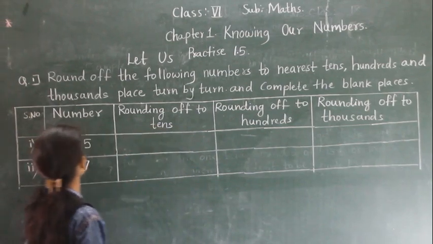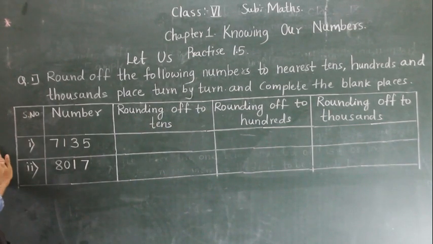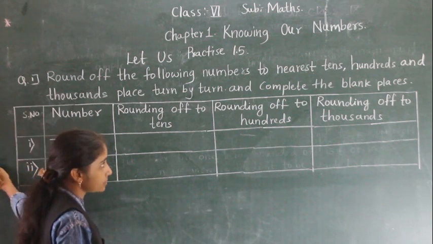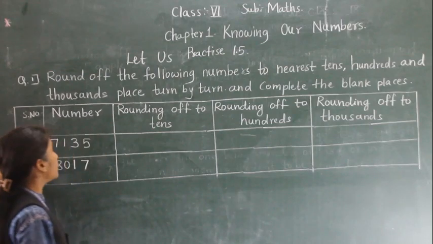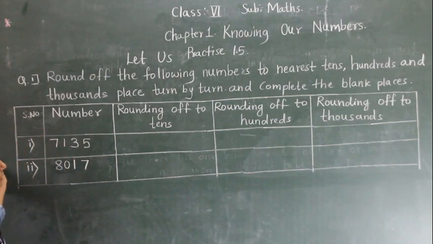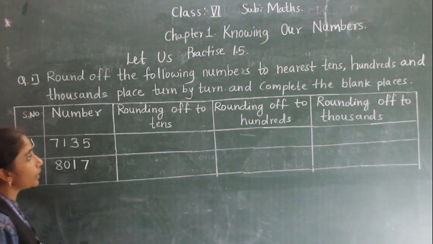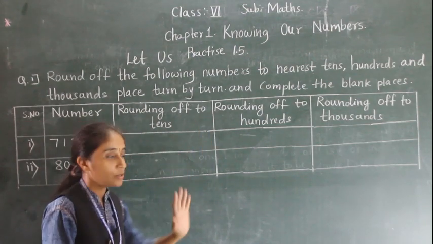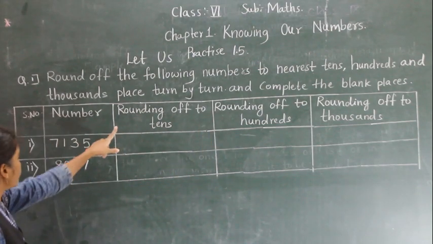Let's move towards practice 1.5. Question number 1: Round off the following numbers to the nearest 10s, 100s and 1000s place turn by turn and complete the blank places. Okay, now we are going to do the first one.